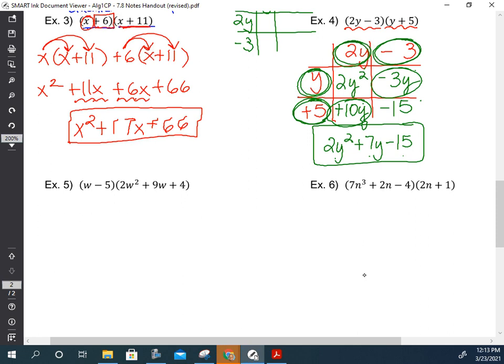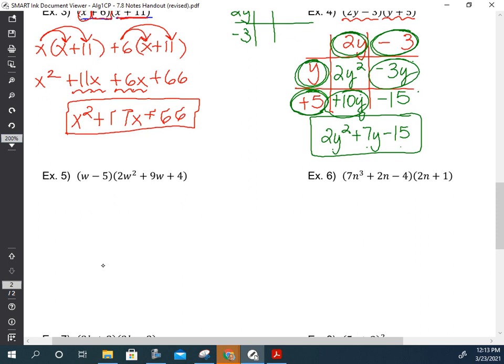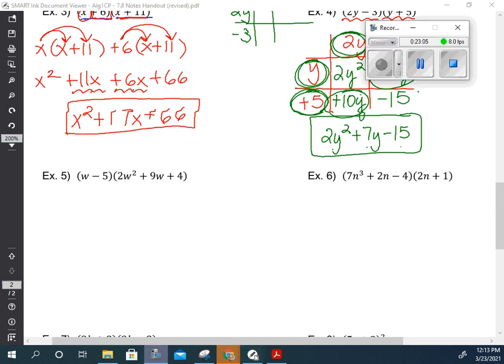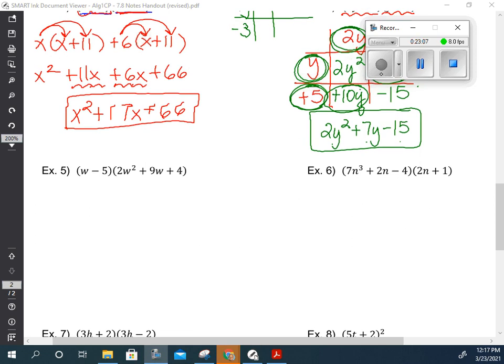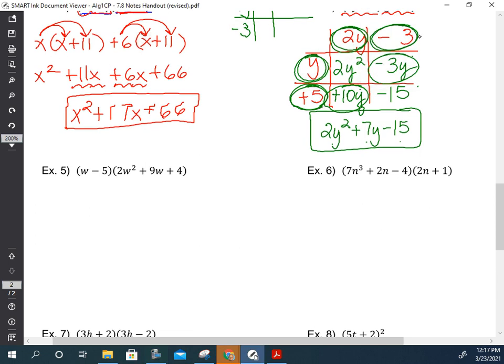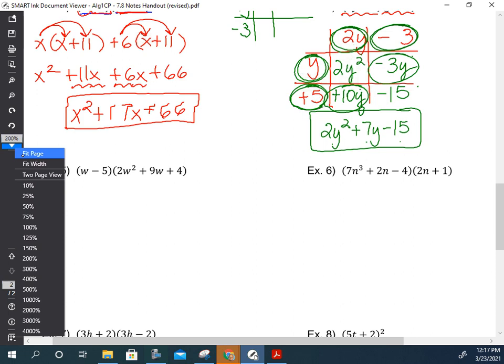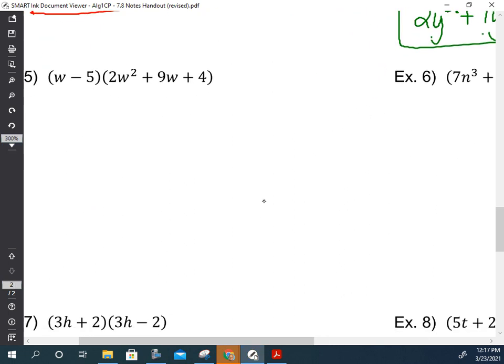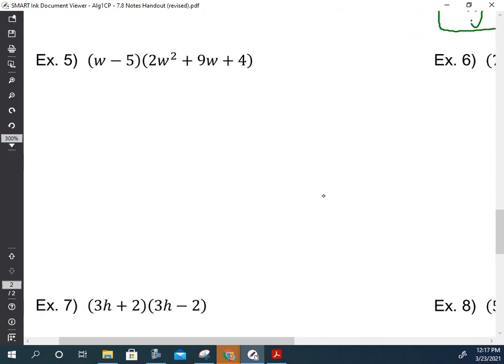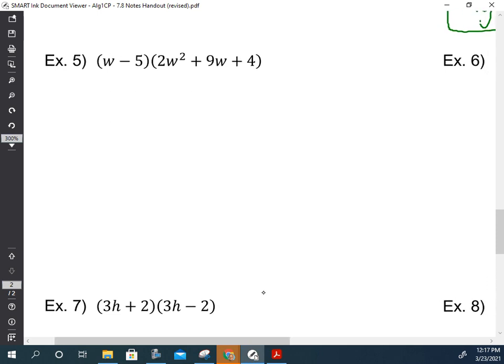All right, so let me give you a 1-minute head start on example 5 before we get started with number 5. Again, I'm going to show example 5 both ways because I don't know which way you get it.